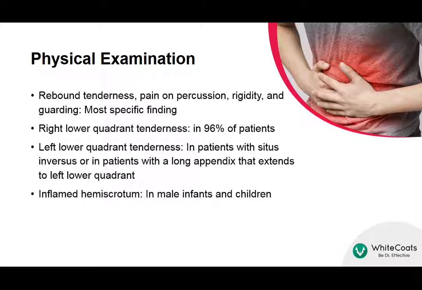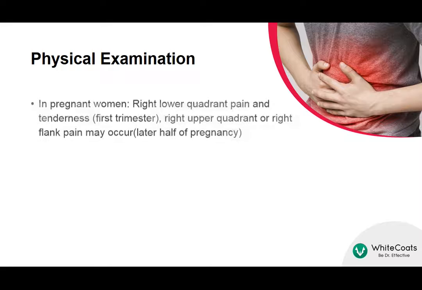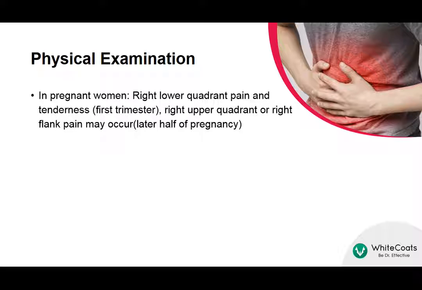Male infants and children occasionally present with an inflamed hemiscrotum. In pregnant women, right lower quadrant pain and tenderness dominate in the first trimester, but in the latter half of pregnancy, right upper quadrant, RUQ, or right flank pain may occur.